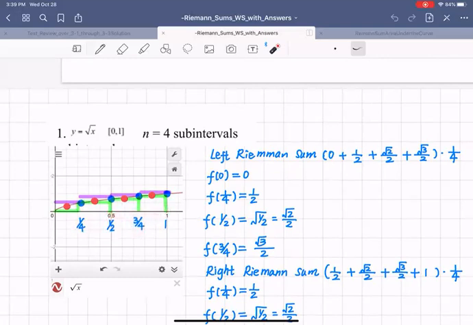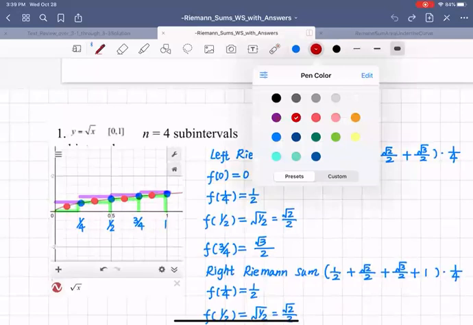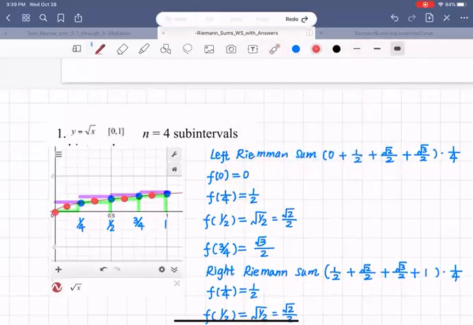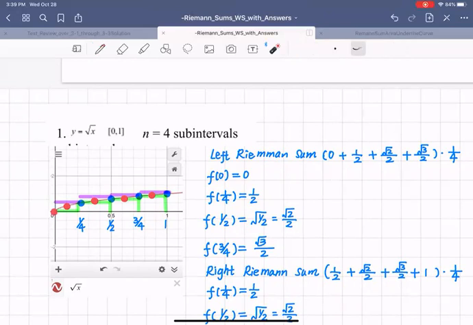Okay, left Riemann sum. What you are going to do is choose the point from your left. So you choose 4 points. You start from this one over here. You are going to start from your most left point, which is this point, and then you find out this point's height.